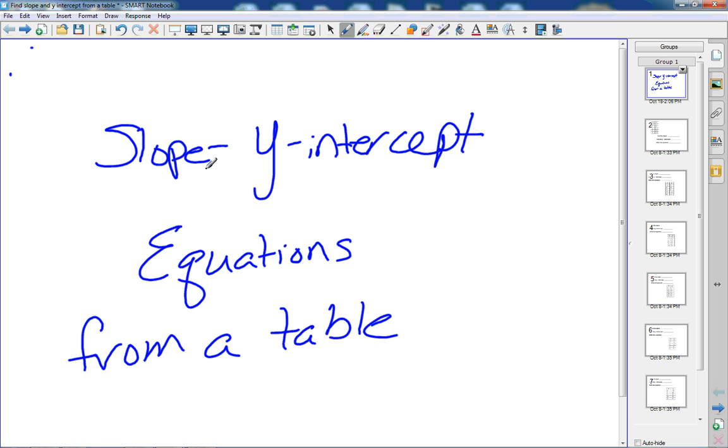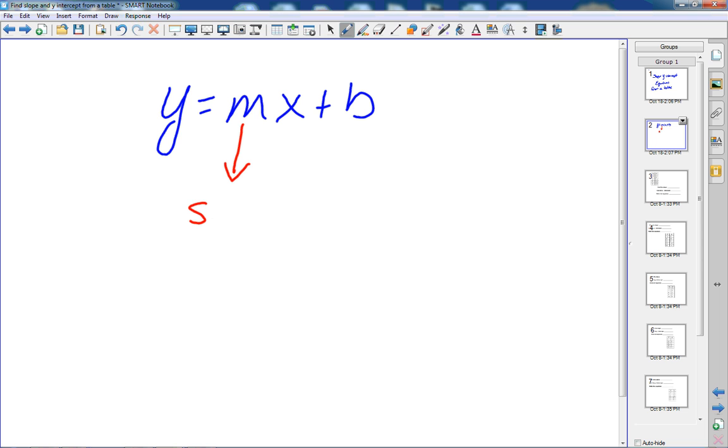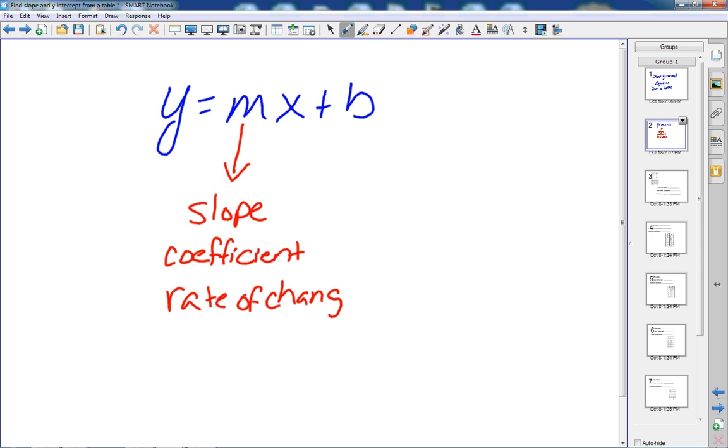The first question would be, what are we talking about when we talk about slope and y-intercept? First off, the slope-intercept form of an equation is y equals mx plus b. The m, the number that represents m, is the slope. Another name we use for slope is coefficient. It is also rate of change. We could use it as delta y over delta x.